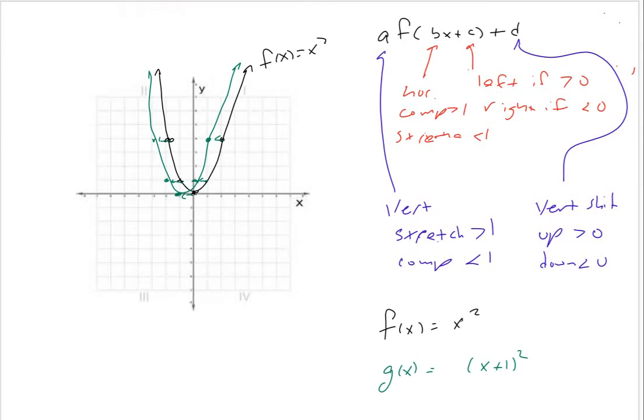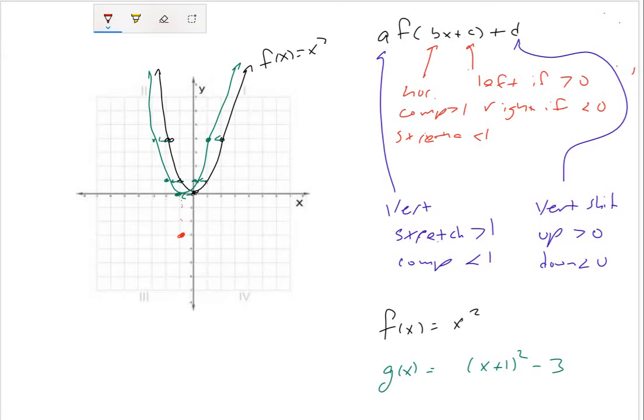Now, if we then try to do something like x plus 1 squared minus 3, I always do my horizontal translations first. Then I do the vertical translations. So here we would move it left 1 and then down 3. So the final graph, we moved left 1, down 3, 1, 2, 3. So the vertex would be there.